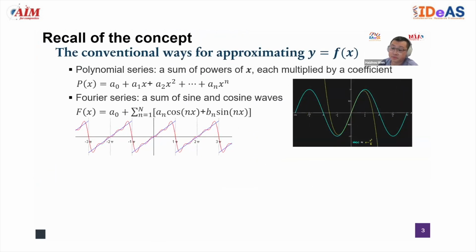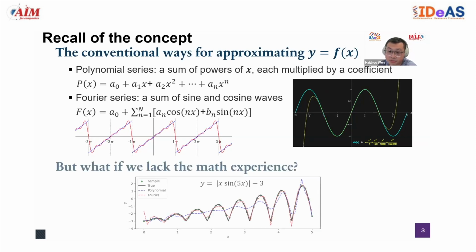So we previously talked about the conventional ways that we have learned in the math textbook to approximate a simple function like f of x, which is to use a series approximation like a polynomial series or Fourier series. The basic idea is to just adjust the right terms or right coefficients of the base subfunctions to approximate the target f of x that we want. But the issue is those series are just not powerful enough to approximate any complex function that we want, or sometimes we just lack the math experience and don't know which is a suitable series that we can use. So we need something universal to help us to do the job.